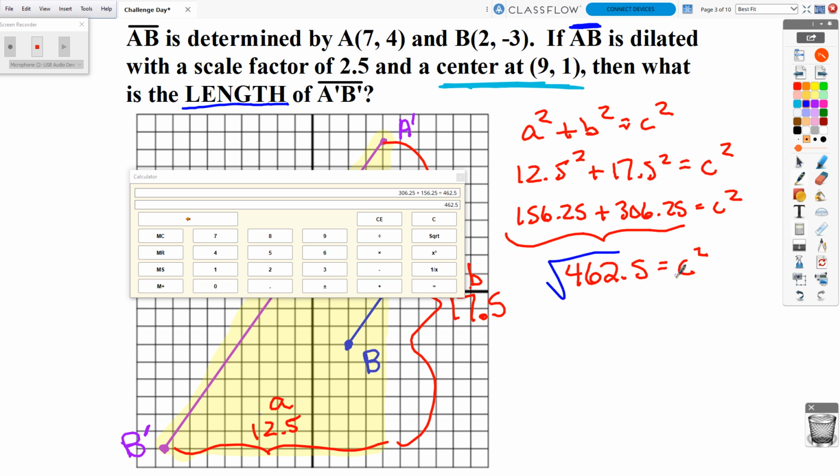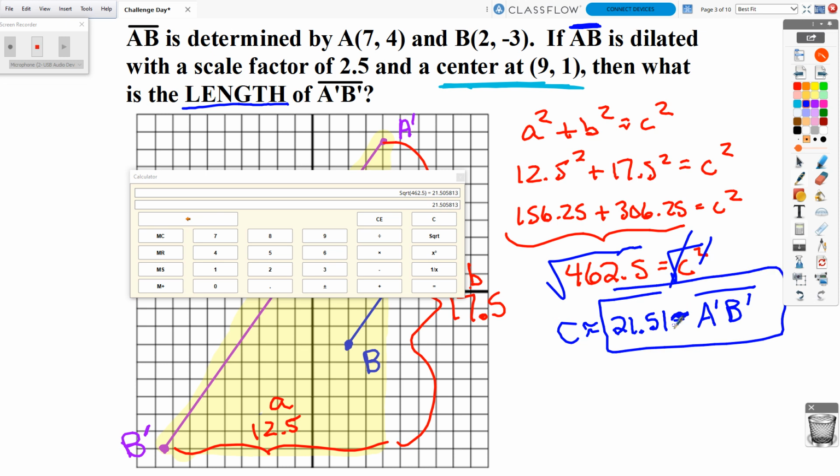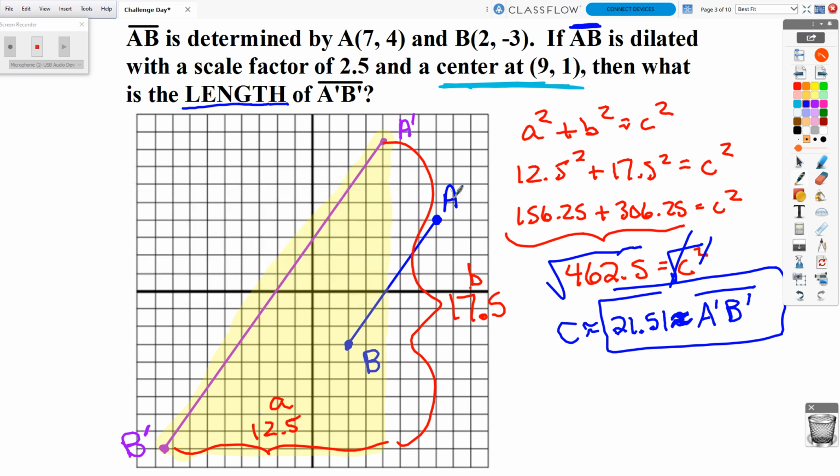And so now if we square root both sides, if you ever have a square root of a decimal, that is perfectly okay. Just put that into your calculator and we'll just round this. All right, so c is approximately 21 point, and I'll go 2 decimal places here, 51. Now, that is the length of segment A prime B prime. It is approximately, I guess I should put an approximate sign over here. It's approximately 21.51.